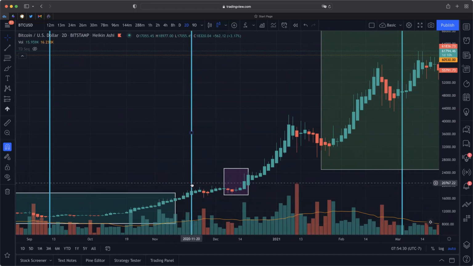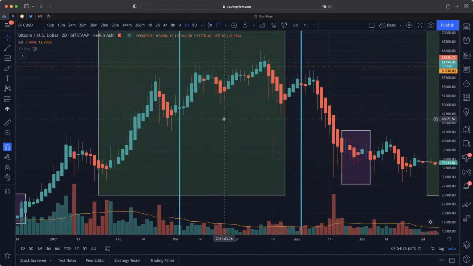What happened recently, I'll go to the most recent example. This is May of 2021. We've got our green box, we've got our massive pump that started in January. Pump, hits a midline, still pumps. And then there's a correction into the end of the green box. And then we hit this blue line that's at the end of the green box.